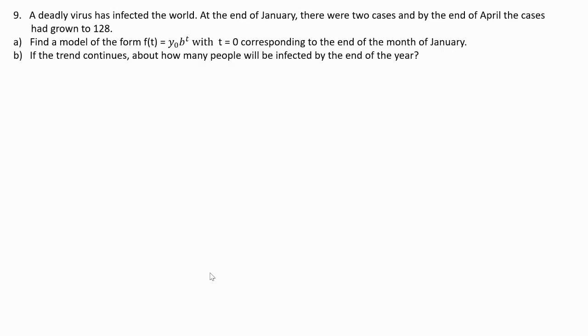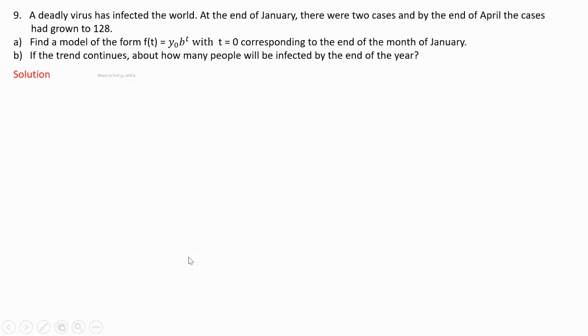So number 9 states, a deadly virus has infected the world. At the end of January, there were 2 cases, and by the end of April, the cases had grown to 128. For part A, it says find the model of the form f of t equals y naught times b to the t power, with t equals 0 corresponding to the end of the month of January. For part B, if the trend continues, about how many people will be infected by the end of the year?